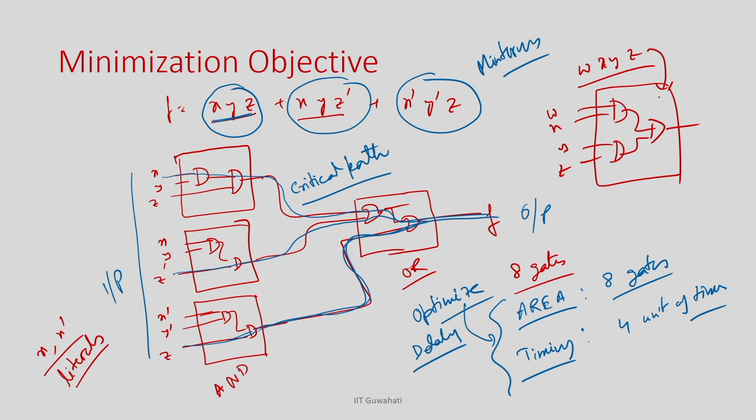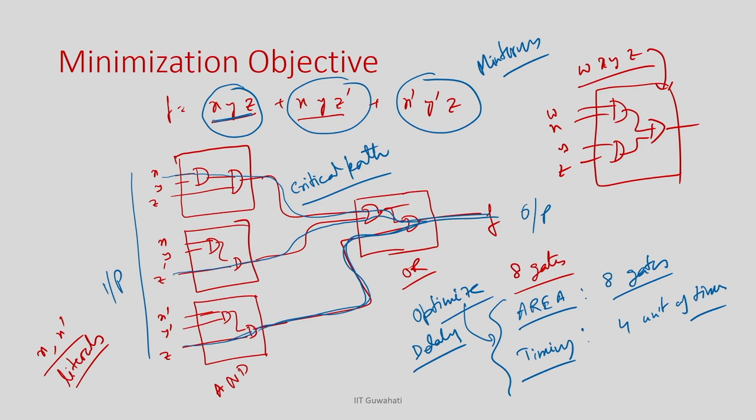So I can clearly understand that the number of literals makes an impact on the number of gates that I need to implement that particular function. So obviously the first objective will be to reduce the number of literals present in that particular switching function. Obviously that will be my minimization objective. Now let us see the other aspect.